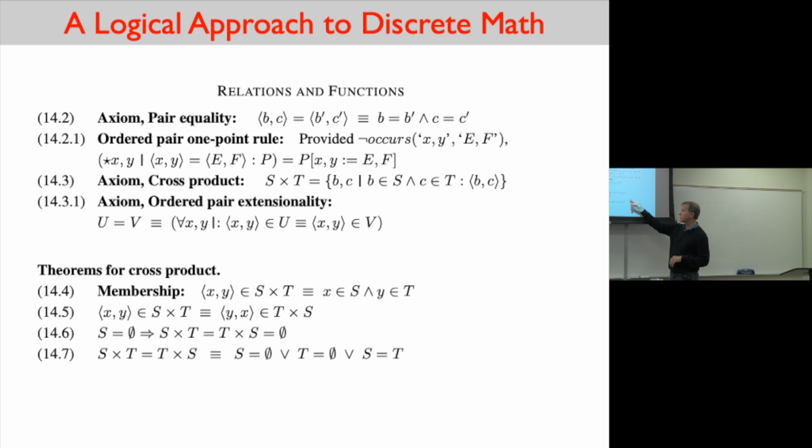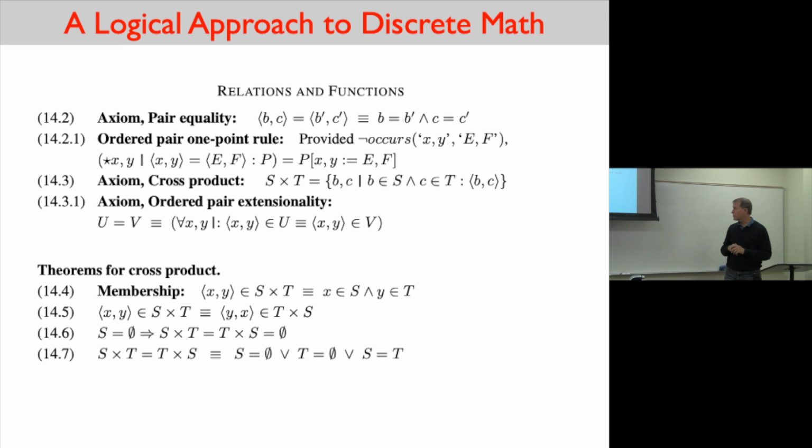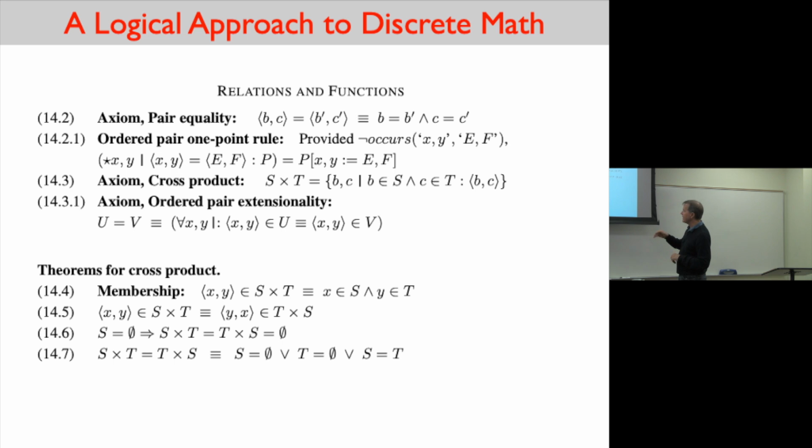It's here. It is theorems for cross product. It's membership, and it's (x,y) is an element of S cross T equivales x is an element of S and y is an element of T. So what I recommend you do is you start with the left-hand side. And now, here's the thing. What you should do right away is use the definition of S cross T, and the definition of S cross T is given in 14.3, right?